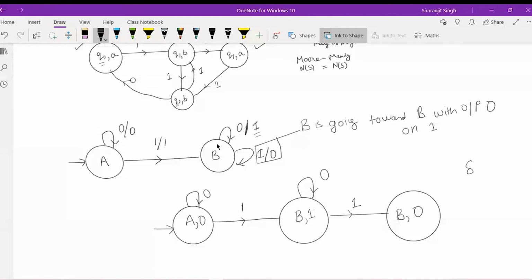Now see, B is going towards B with the output of 1 here. So B is going towards B with the output of 1 on 0. In the same way, now you define 1 on this. So B on 1 is going towards B, which has an output of 0.